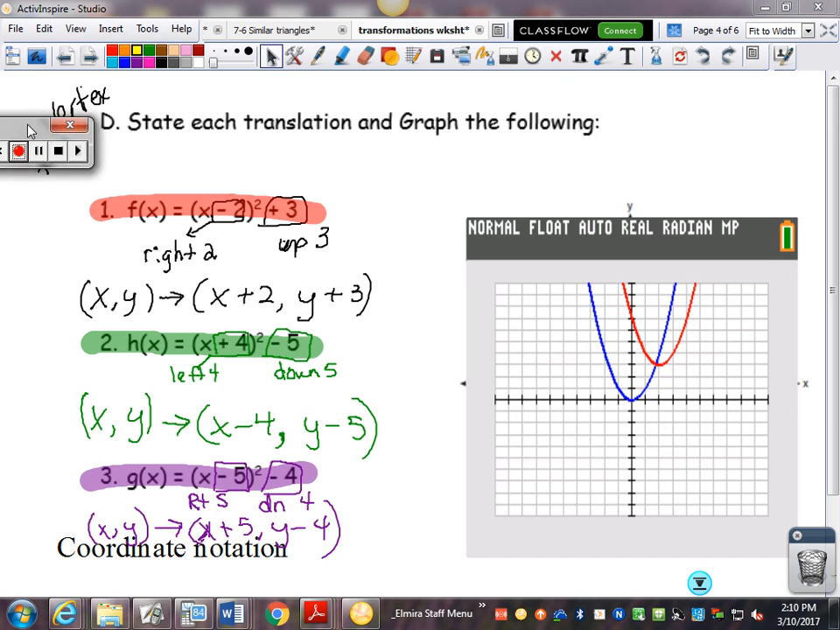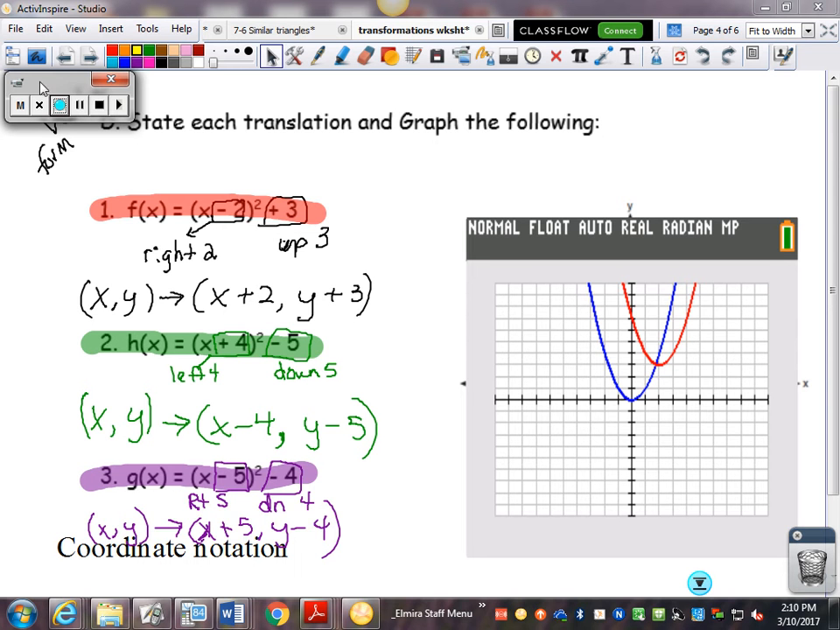This screen kind of puts both of those things together. I have minus 2 just for the x, so that's telling me right 2, and I have plus 3, which is telling me up 3. So from the blue function to the red function, you can see if I take the vertex, I've moved right 2 and up 3. Right 2 and up 3 with the whole function. And I just do the coordinate notation as a combo of the last two things. So minus 2 would be plus 2, but keep the plus 3.